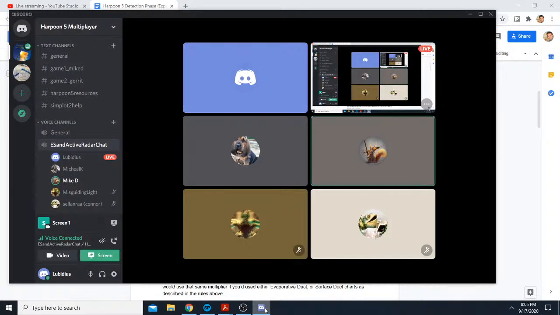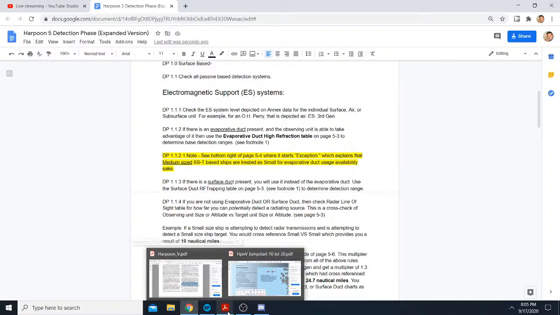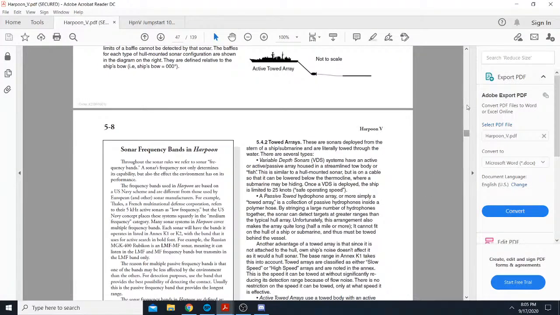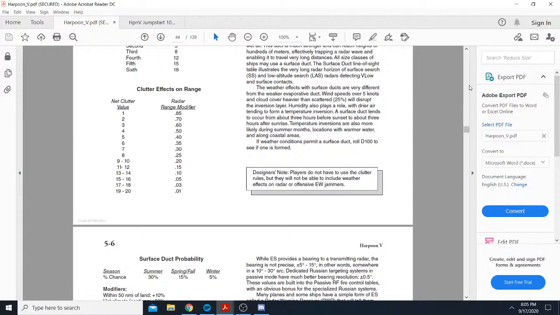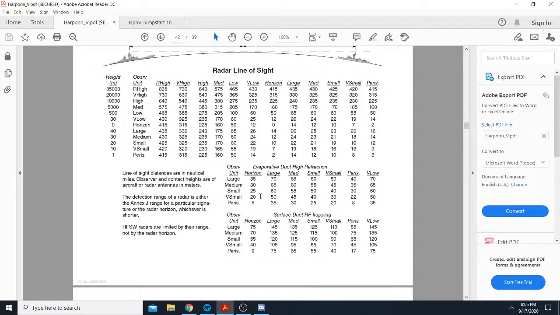So if the radar horizon, let's say from a medium to a medium, is 23, but the evaporative duct is present, and from a medium to a medium that's 60, you use the evaporative duct value to determine it, times the modifier of the ES. Correct. That's exactly right. And we'll get into that. If it's present, you can use it if the scenario says you can use it for your size.